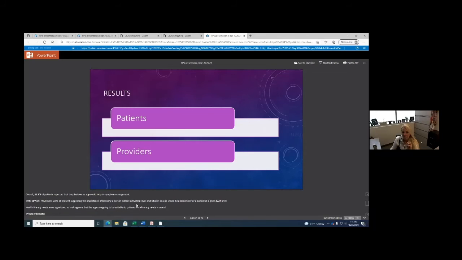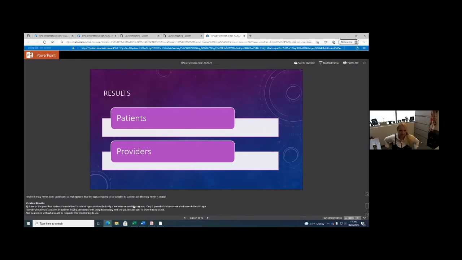And then also we found that health literacy needs were pretty significant. So it was important for us to identify that, so that when we're looking at apps, we're not utilizing apps that are going to be inappropriate in terms of literacy needs. So that's something that we're exploring as well.